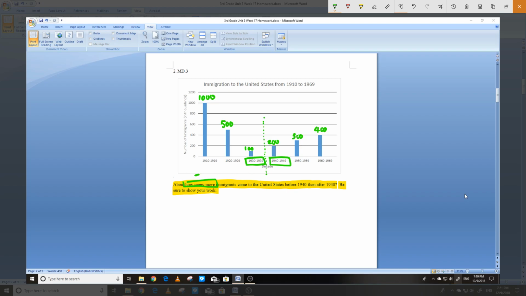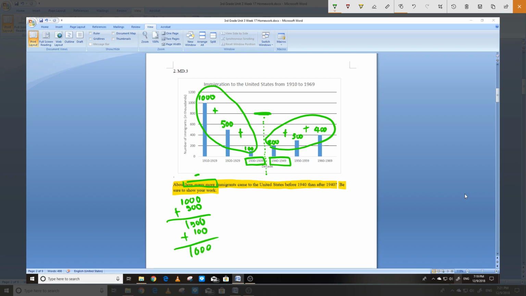Now, we're literally trying to figure out the difference between the left side and the right side. Okay, so what do we need to do here? We need to add the three numbers from the left and then subtract from it the sum of the three numbers on the right. So all you need to do is just write the math out, right? 1,000 plus 500, you're doing this first, that's 1,500. Plus another 100, that's 1,600, right?